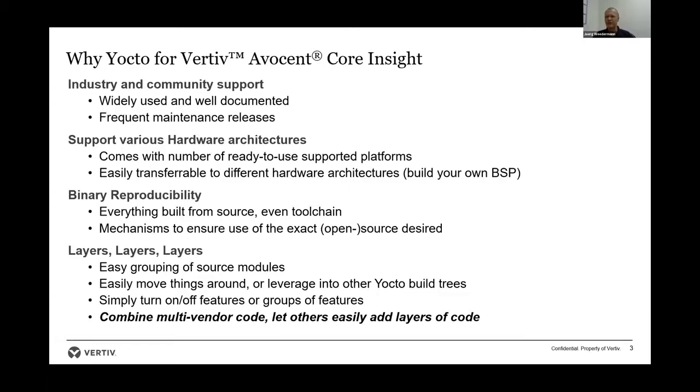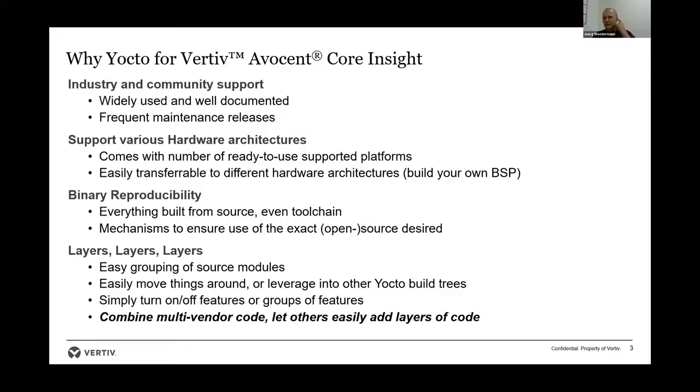But here, once you have grouped certain functional modules into a layer, you can move them not only within the build tree, but you can even leverage them in other build trees, right? If you have different products that reuse some of your components, just migrate that layer to other build trees. You can also, just by turning on and off or removing those layers, turn features on and off easily for different products that you might be building based on the same source.